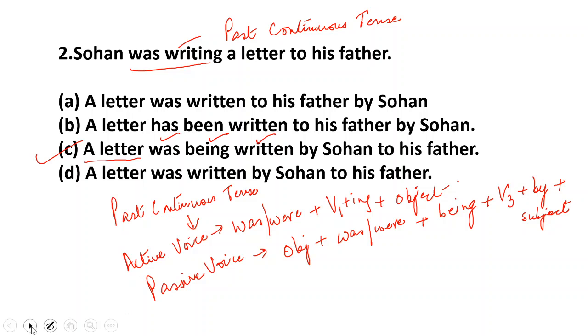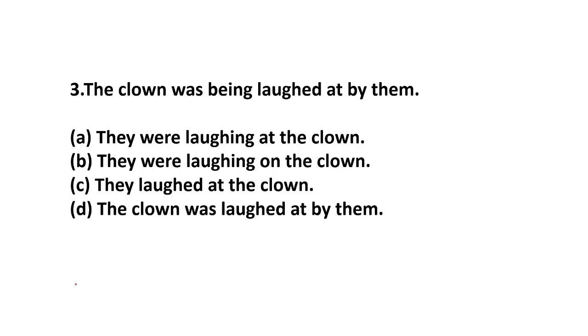Now we go to the third sentence. The clown was being laughed at by them. Now this is was being. You see here, the subject is the receiver of the action. The clown was being. The clown is not doing any action. So this is in passive voice. So just now we learned that in the passive voice of past continuous tense, there is was, were, plus being, plus V3, plus by, plus them.